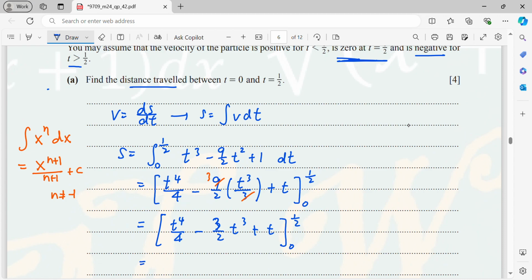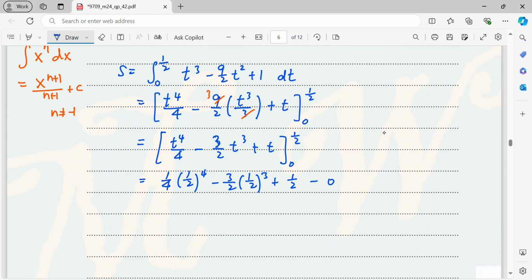So here, replace the t by half first, by factorizing the 1 over 4. Then I'll get 1 over 4 times half to the power 4 minus 3 over 2 times half to the power 3 plus half, then minus, when the t is replaced by 0, everything is 0. Now you will be getting 1 over 64 minus 3 over 64 plus half. So at last, that is going to be 21 over 64. So that is the distance traveled.